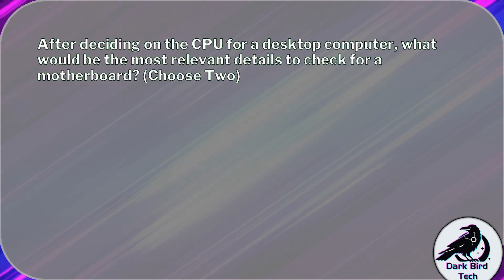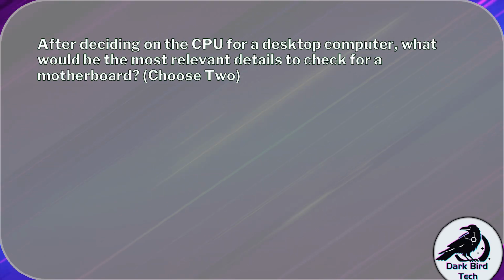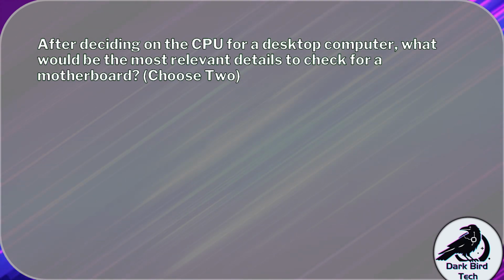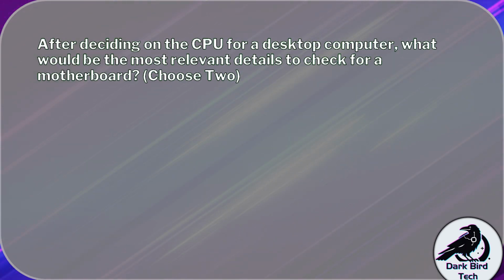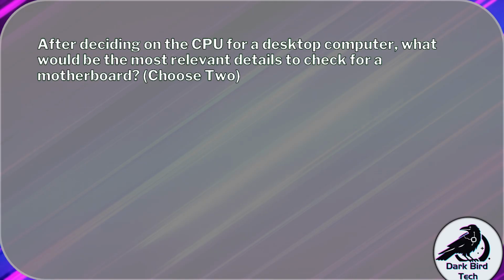Next up, after deciding on the CPU for a desktop computer, what would be the most relevant details to check for a motherboard? Choose two things. So before we look at the options, let's just think about the scenario being given to us. We've settled on the CPU we want for a desktop computer. Then we need to look at the motherboard.